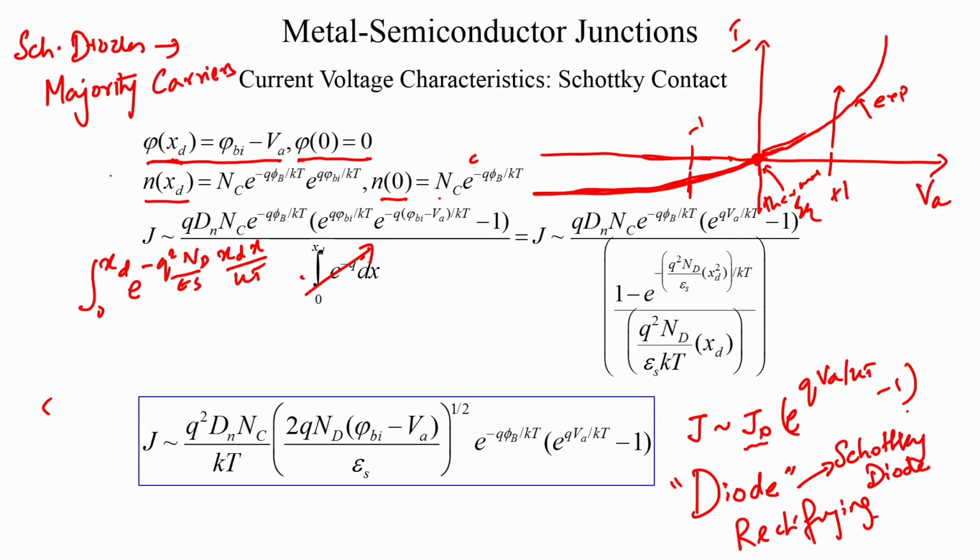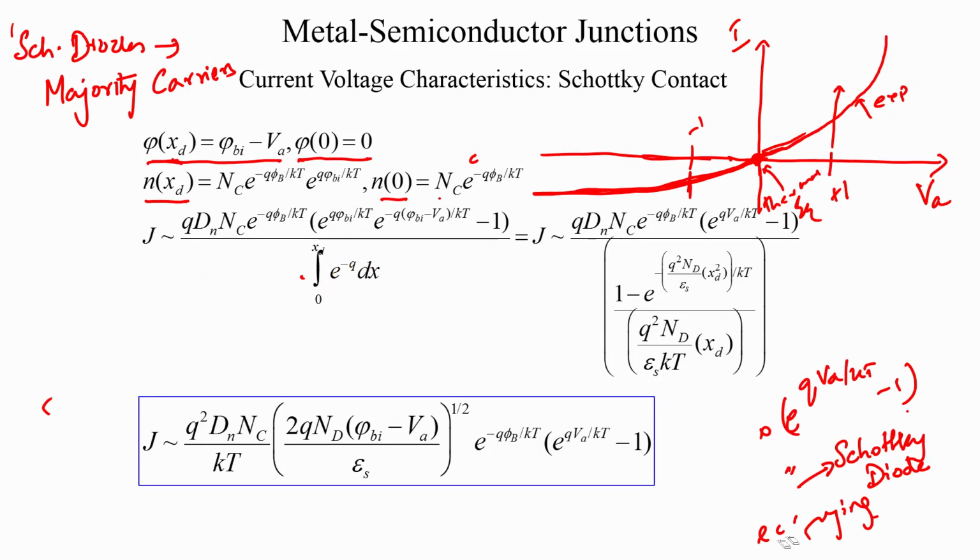There are other features that will become more clear when we discuss p-n junction diodes, but this is a key point to remember. The built-in potential: we will see that when it comes to p-n junction diodes, the built-in potential in a Schottky diode can be made much lower as compared to the built-in potential in a p-n diode, but we will save that point for later. So, this is the derivation of the diffusion current through the Schottky contact.